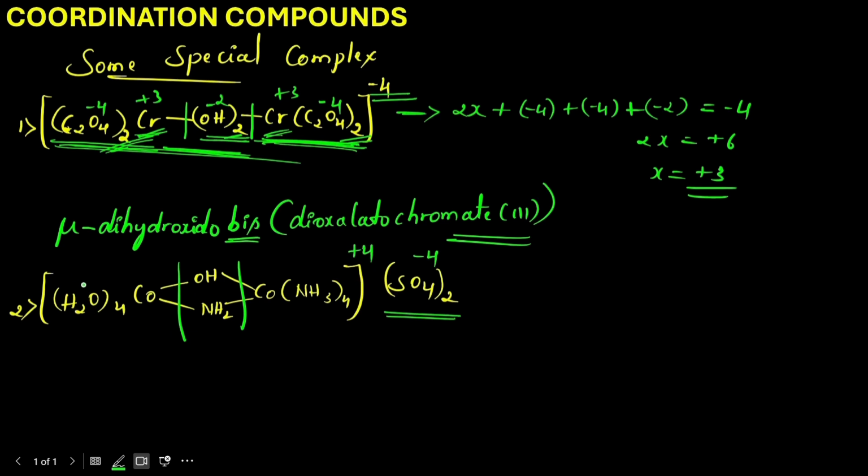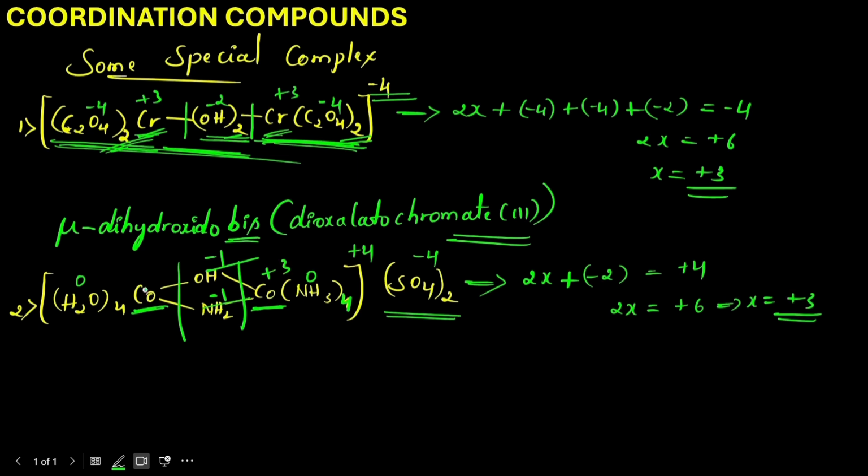And we know that aqua is a neutral ligand, therefore charge is 0. Here also amine is a neutral ligand, therefore charge is 0. Now OH is an anionic ligand, therefore charge is -1, and NH2 is an anionic ligand, therefore the charge is -1, okay. Here we have two cobalt metal ions, therefore the oxidation state of two cobalt ions will be 2x, plus here we have -1 and here also we have -1, therefore -2 is equal to +4, therefore 2x is equal to +6 and x is equal to +3. Charge on each cobalt will be +3, okay.